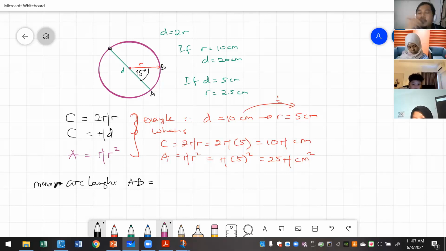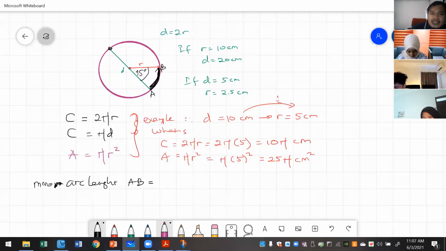Okay, so here, this is the concept, guys. When we're talking about arc length, it's just like a part of the circumference, because when I say minor arc, it means this part over here, from here to here, right? Like the crust of a pizza. Yeah, just this part. So it's just like that AB, which is part of the circumference of the circle.